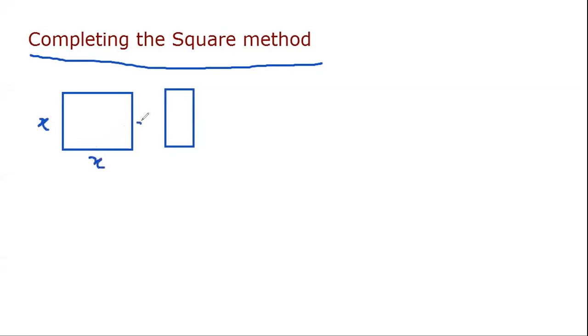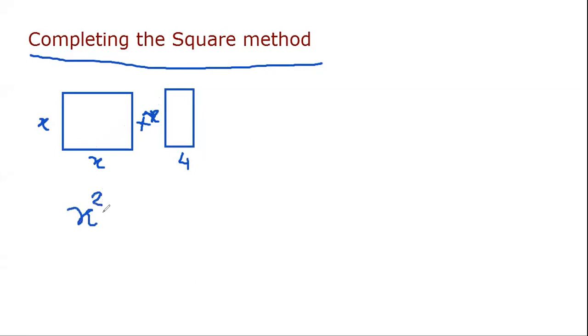Suppose you have a square figure, and you have one rectangular figure also. Suppose this one has length x and breadth also x. These are the same figure, and here the length is the same x, but the breadth I have taken here is 4. Okay. Now see how can I complete x square?